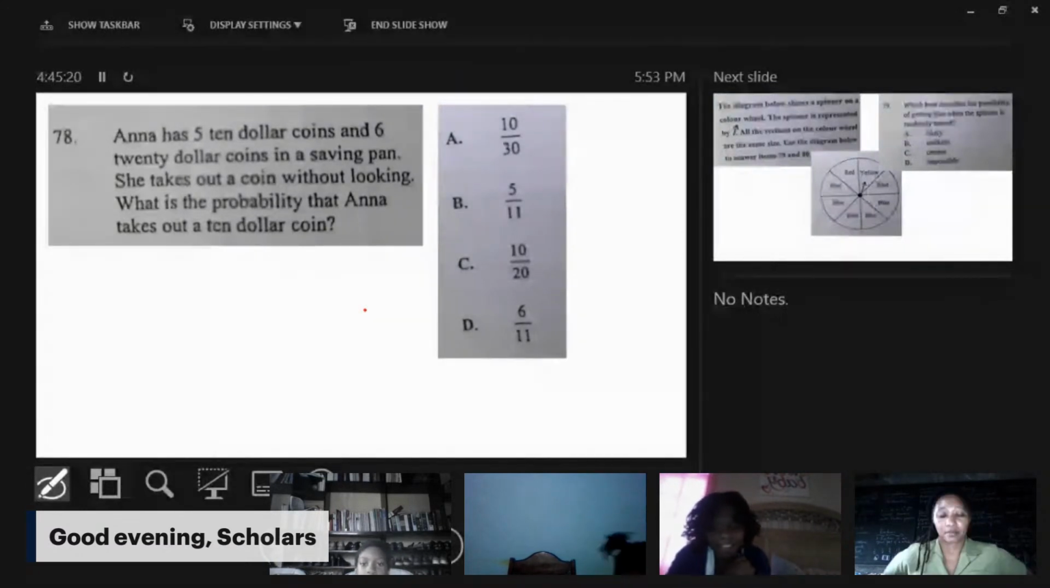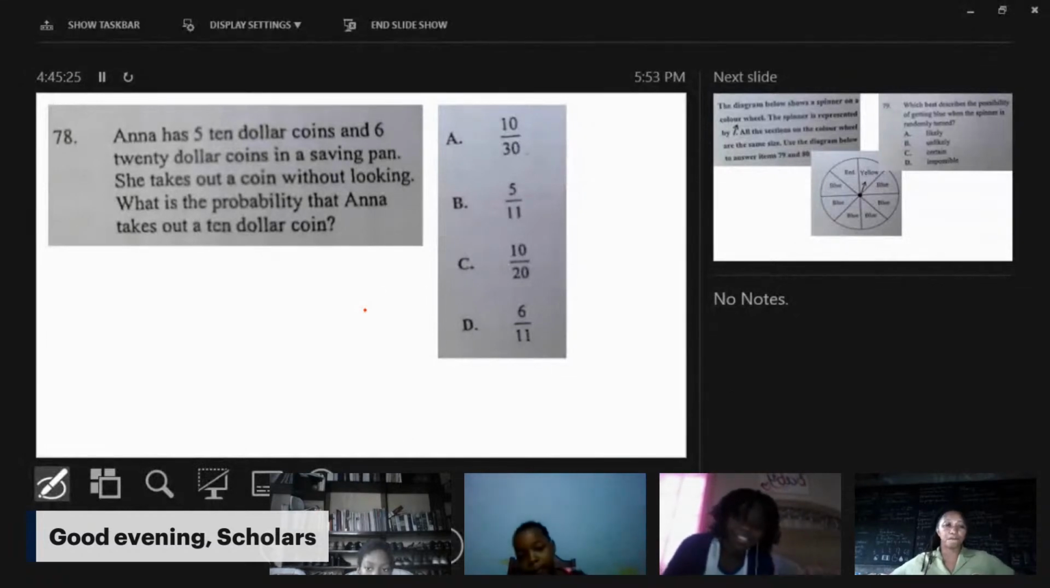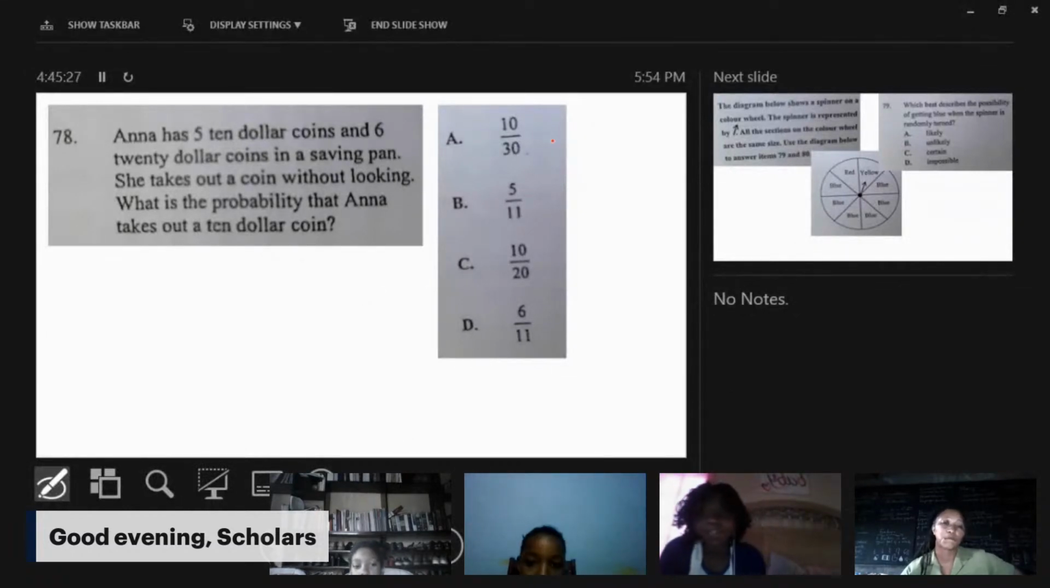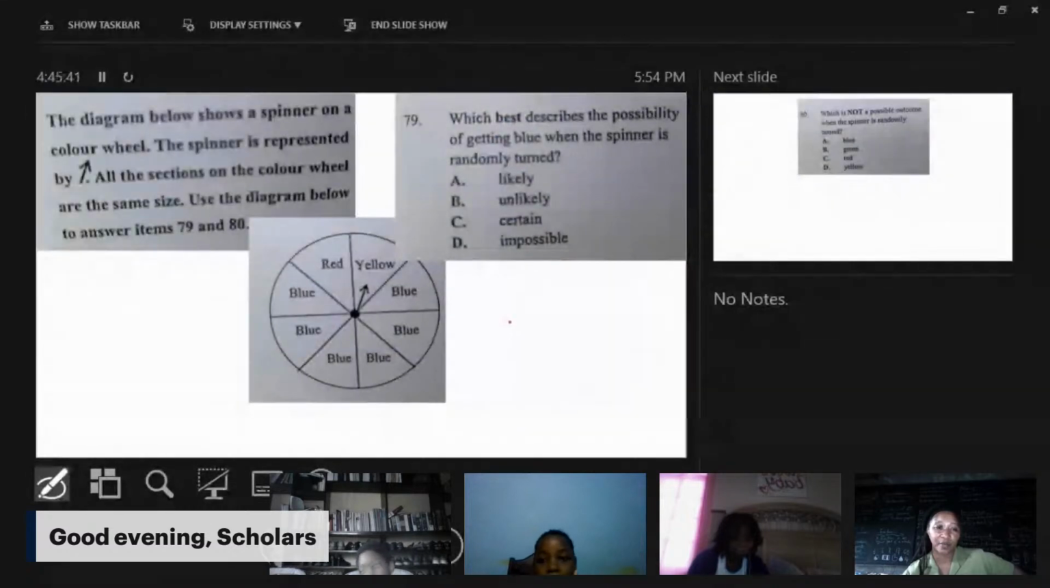Miss, 5/11, because there are 11 coins and there are only five $10 coins. Okay, so 5 plus 6, so 11 coins, and 5 of them are $10 coins, so it's 5/11. Correct. Number 79. The diagram below shows a spinner.